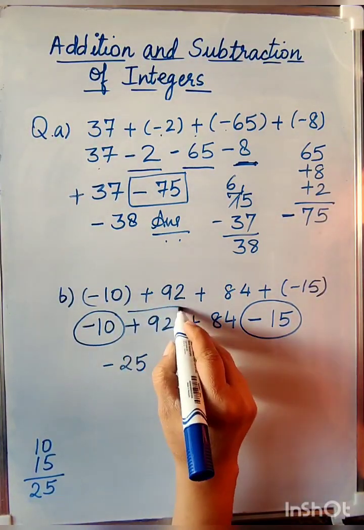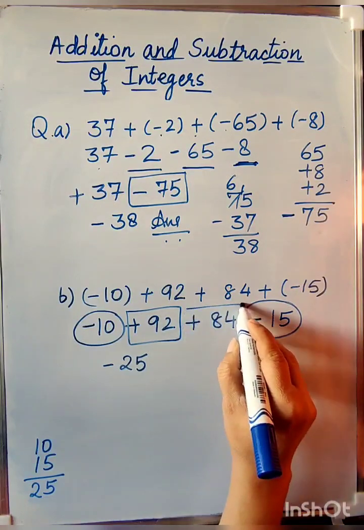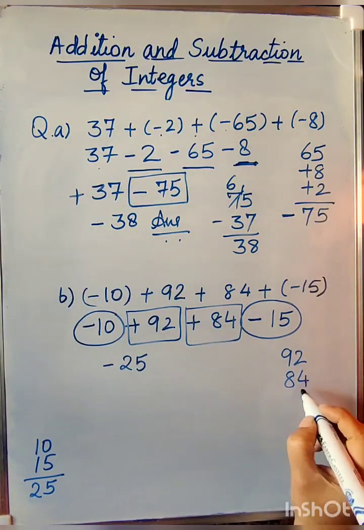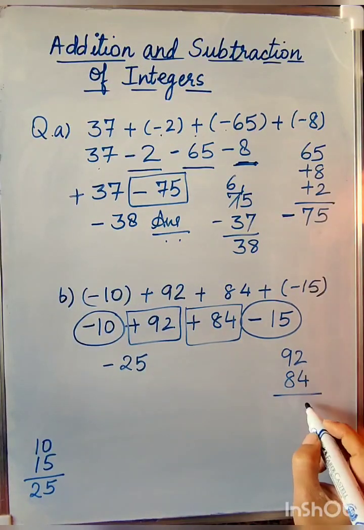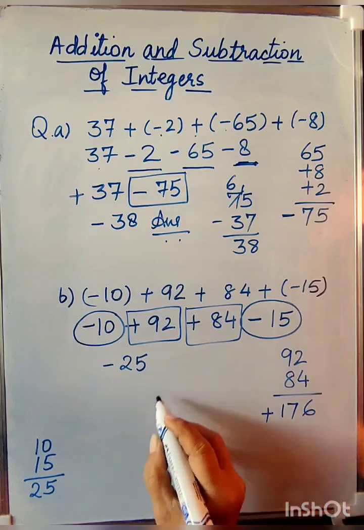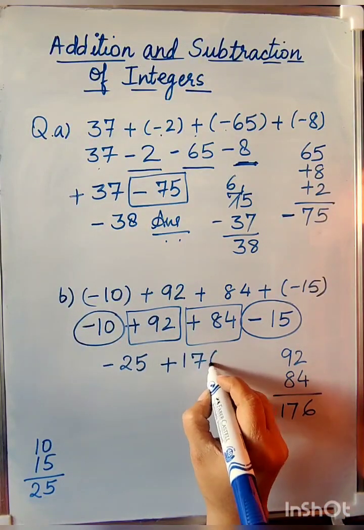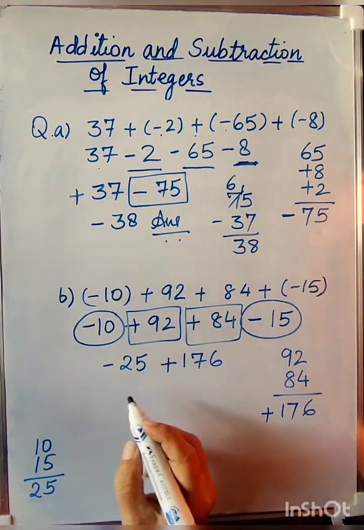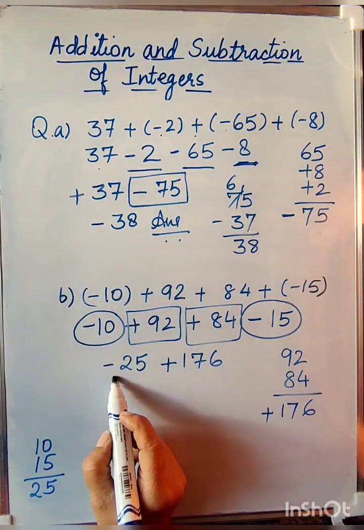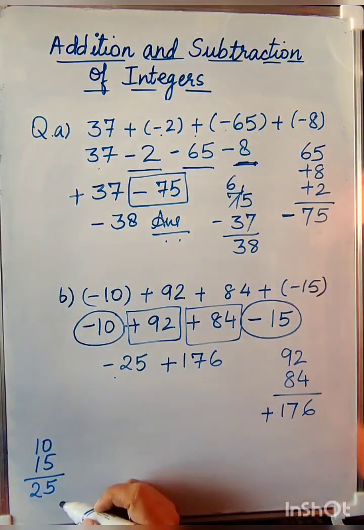Now the second set is of 92 and 84. So plus 92 plus 84. Again we will add these two numbers. 4, 5, 6, 9 and 8, 17 with a positive sign. This will be plus 176. Now we have got the equation in the reduced form. So this is negative of 25 and plus of 176.